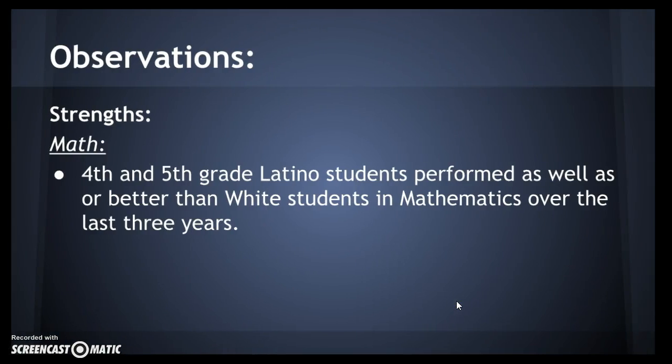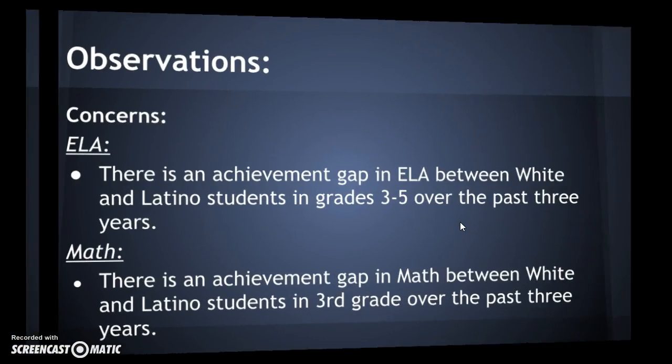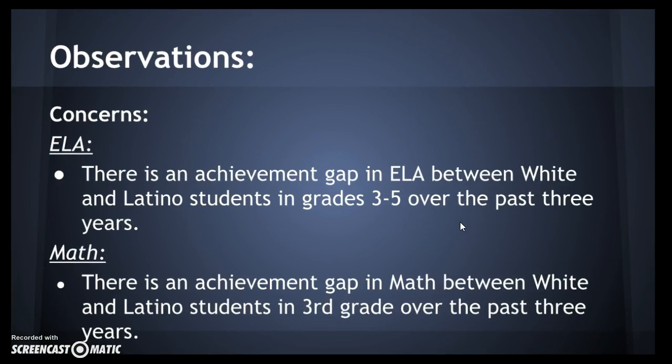Now let's talk about the observations we noticed from the disaggregated data. Some of the strengths that are very obvious is that fourth and fifth grade Latino students performed as well or better than the white students in mathematics over the last 3 years. So that's great. Fourth and fifth grade Latino students are doing great in math.